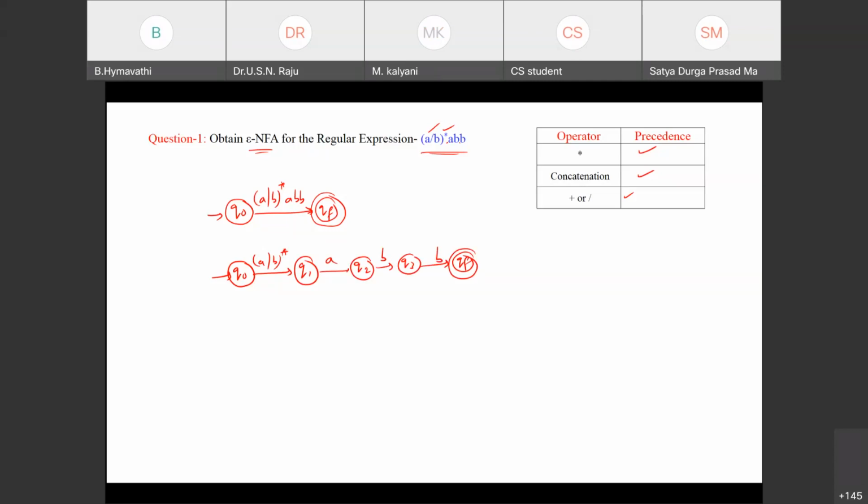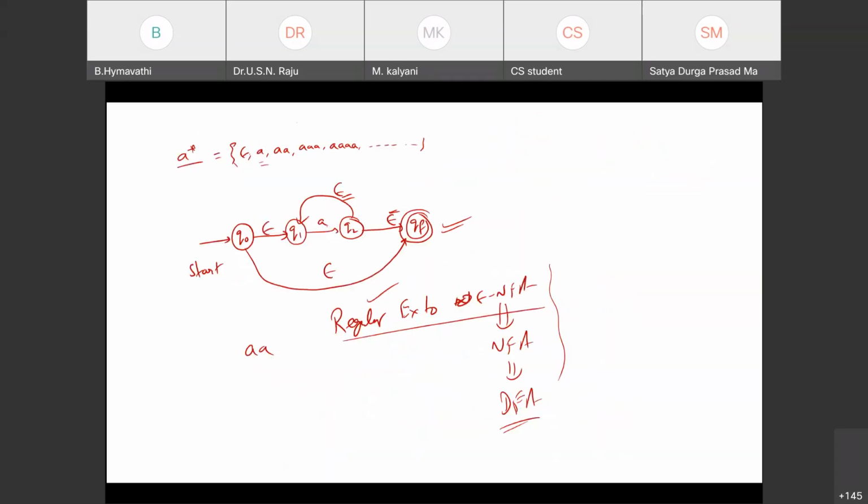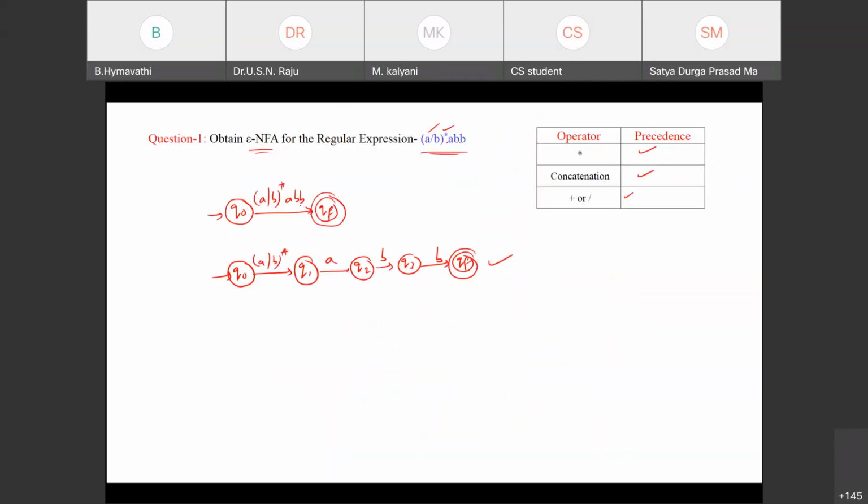Okay, so this is the next version of the diagram. I am simplifying it one by one. If you want to follow these diagrams, what I have is M1, M2, M3, M4. M1 is for A or B whole star, M2 is for A, M3 is for B.